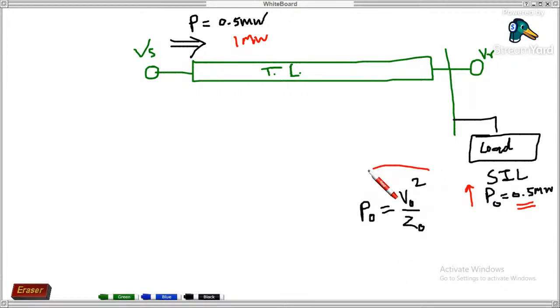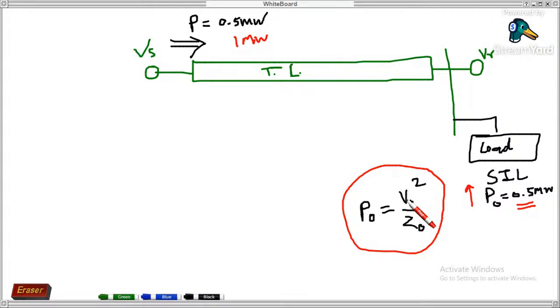Yes, you can see this formula, P0 is equal to V0 square upon Z0, where Z0 is always constant. P0 depends not only on V, it depends on the square of the voltage. However much you boost the voltage, its square increases the SIL. Right, this is one more reason to boost up the voltage level. The higher you keep the voltage, the more active power you can send through the transmission line. You can load the transmission line more and more.